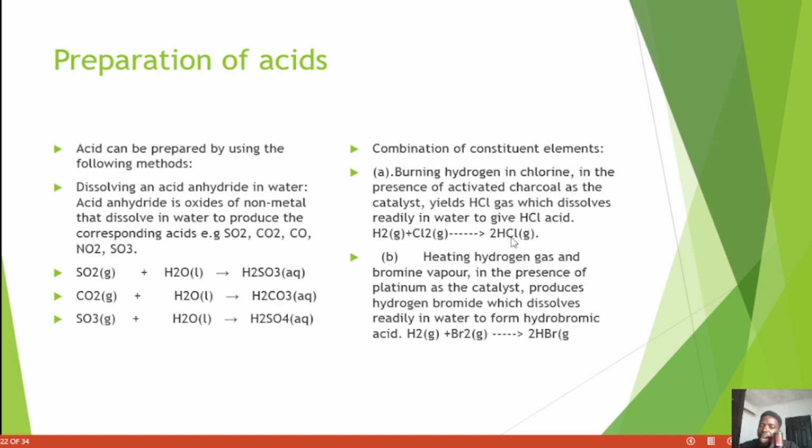Note, the gas is not the acid because it doesn't have protons as ions in its gaseous or covalent state. But when you dissolve it in water, it produces its ionic form. Heating hydrogen gas and bromine vapor in the presence of platinum as catalyst produces hydrogen bromide, and when you dissolve it in water, you get hydrobromic acid.